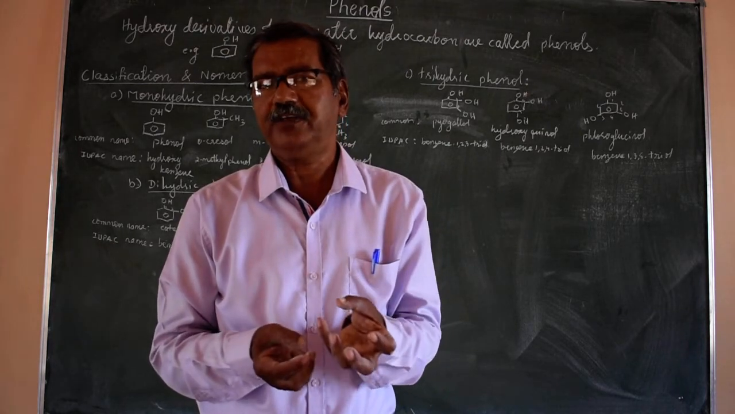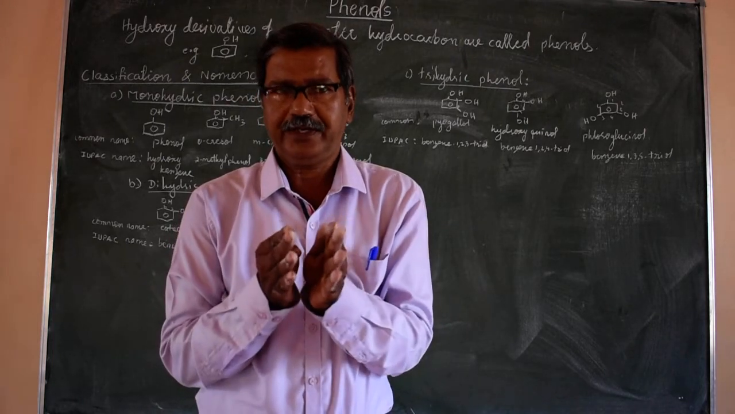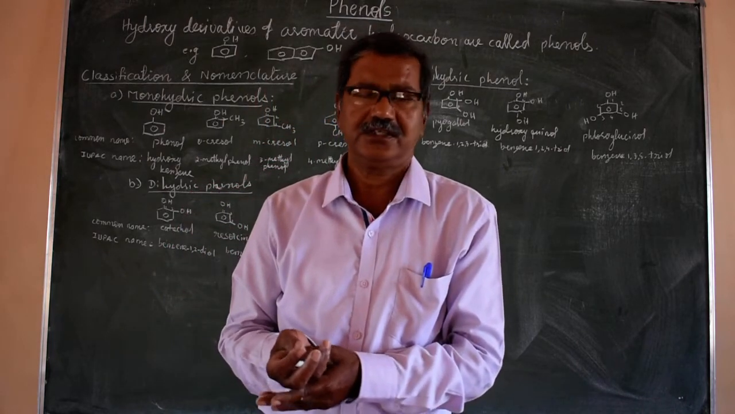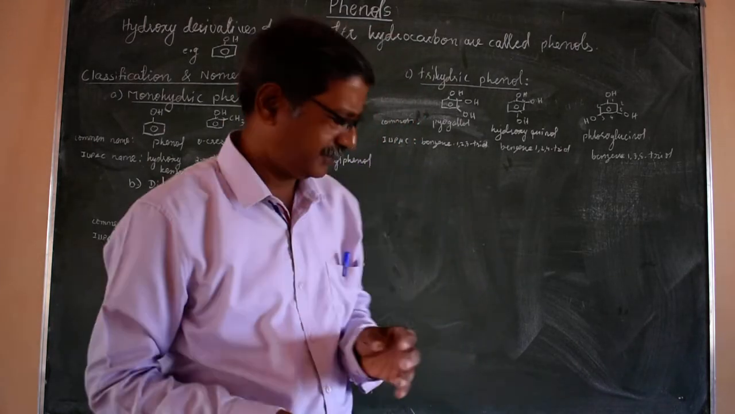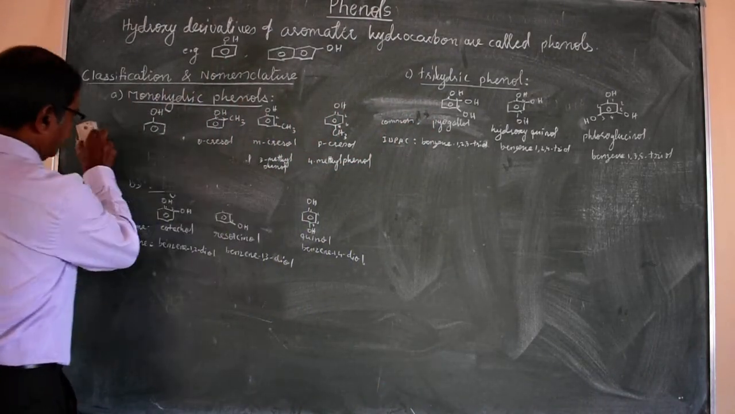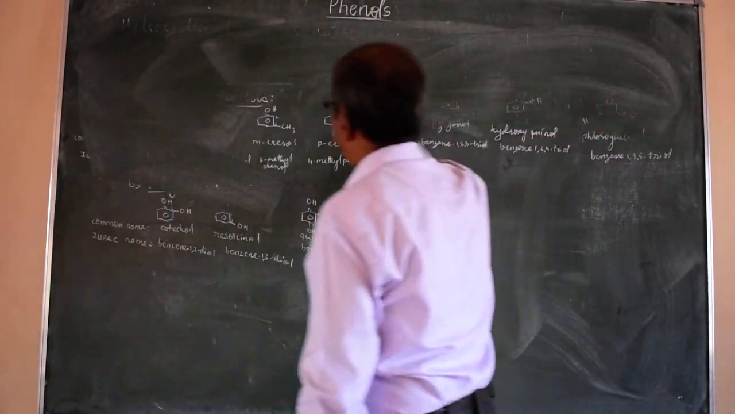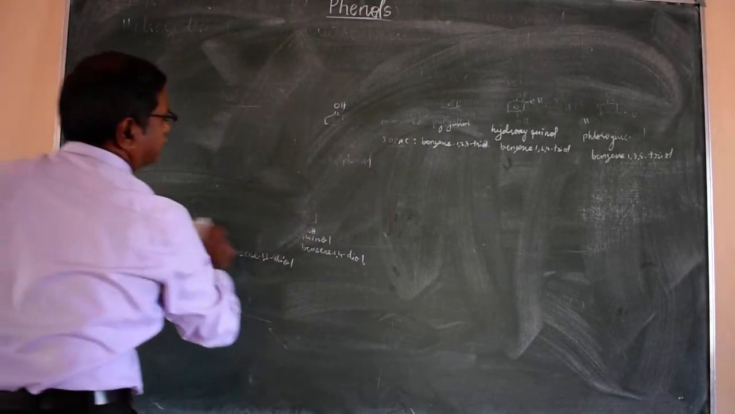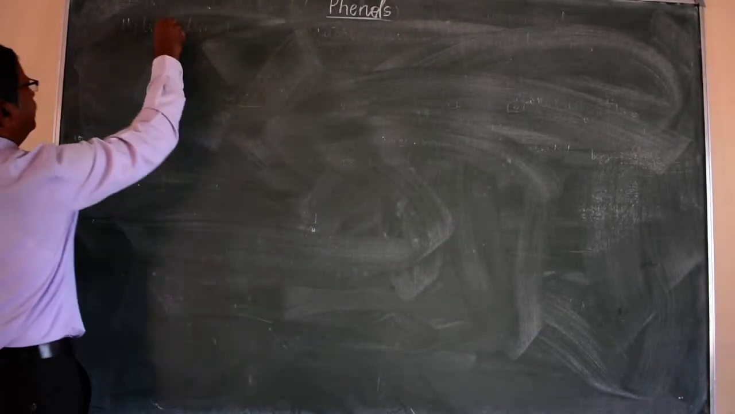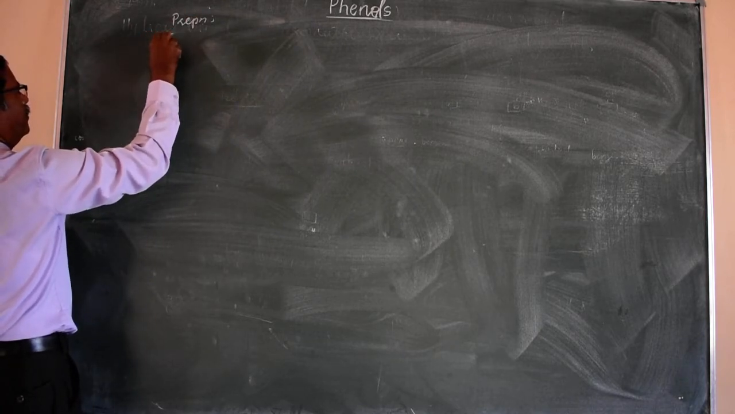Or simply, if you are using chlorobenzene with an appropriate amount of NaOH, then also we can get this phenol. That's the first method. Let's discuss the preparation of phenols by different methods. Preparation number one, from chlorobenzene.